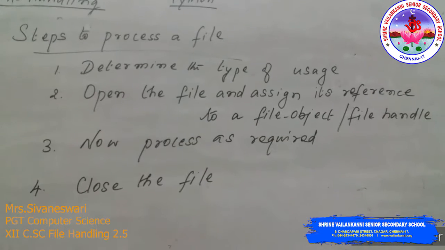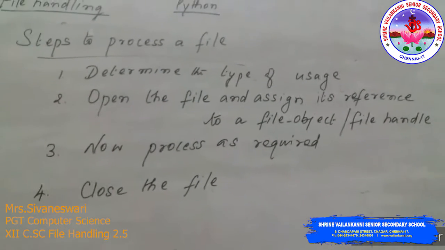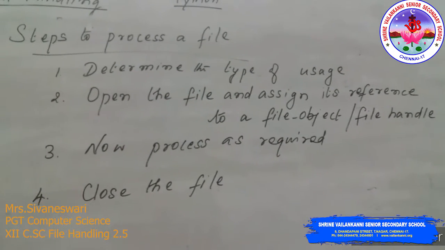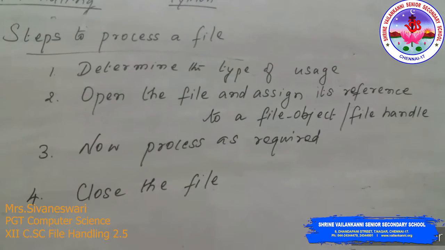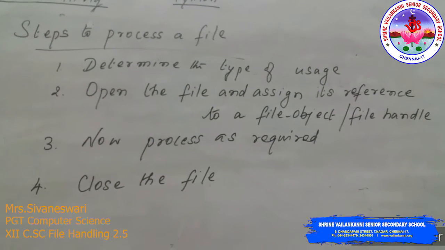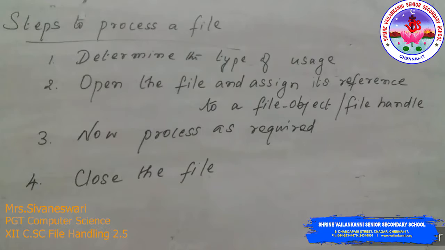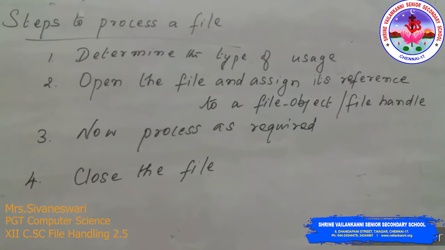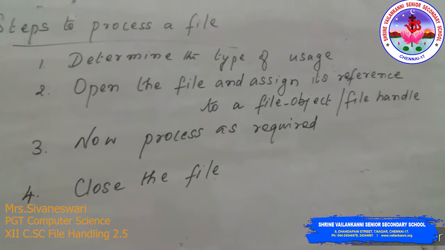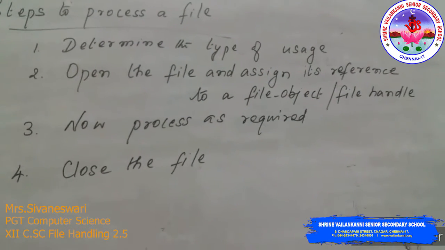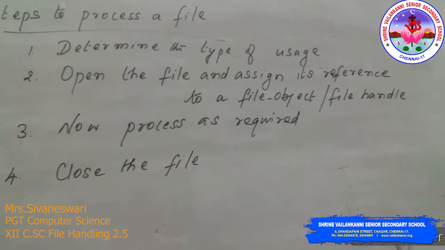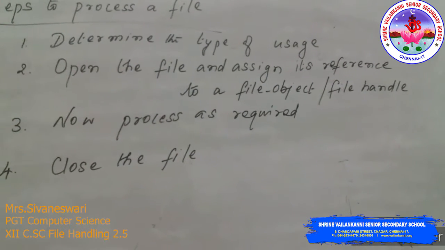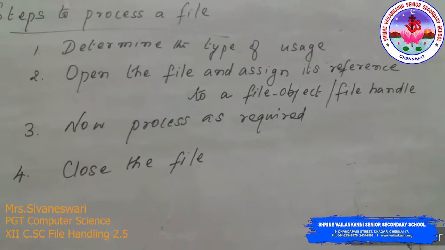So now, steps to process a file. What are the steps we follow? As we have seen through all these sessions in file handling, we determine the type of usage. That is, whenever we open the file, we give a mode, right? Whether it is read, write or append. And the second step is we open the file and assign its reference to a file object or a file handle. That is creating a file handle or a file object.